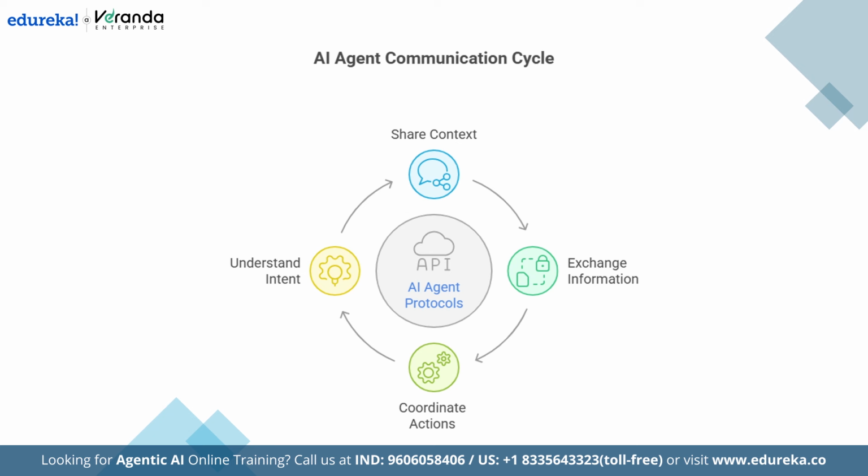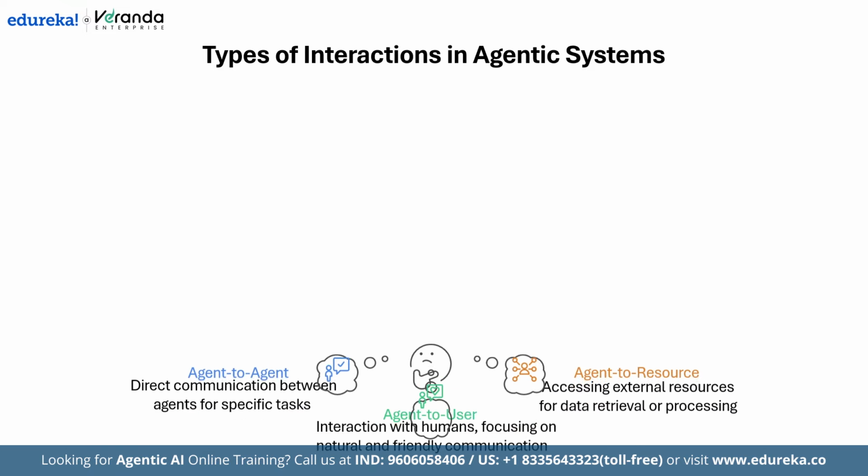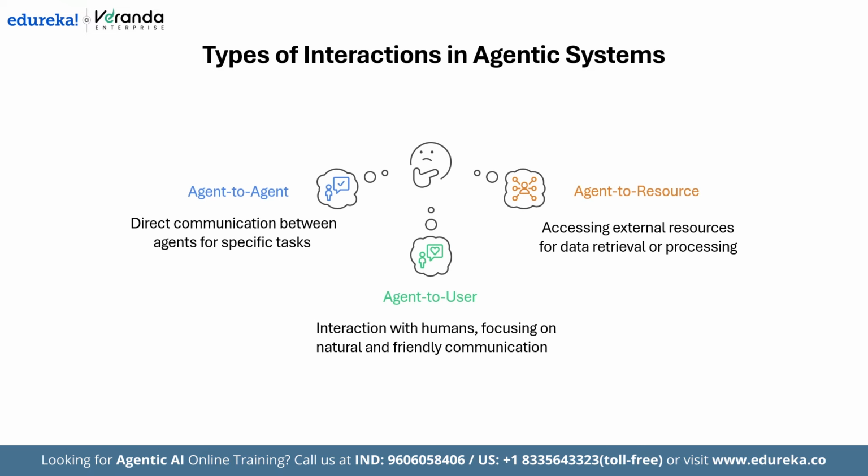Now, when we talk about communication, AI agents interact in three main ways. So let's make this simple. So we are going to talk about the types of interactions in agentic systems. So first on the list we have agent to agent, which is A2A. This is when two agents talk directly. For example, a travel booking agent might ask a hotel reservation agent to find available rooms. The A2A protocol defines how they share requests, responses, and confirmations.